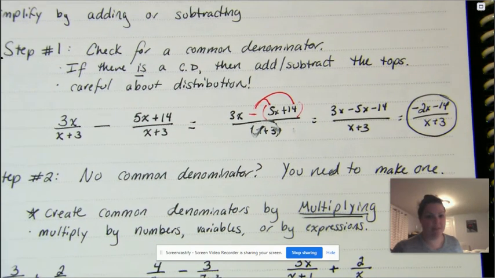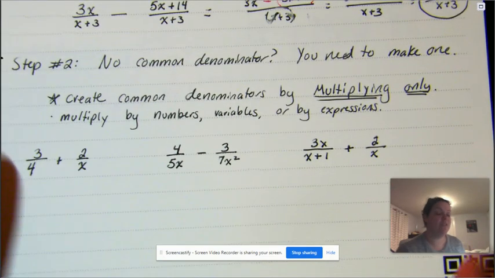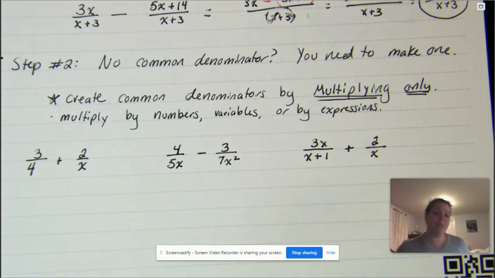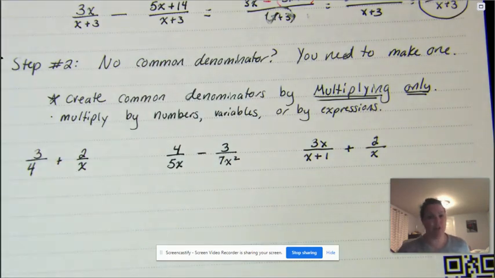So what's the other possibility? The other possibility is that you don't have a common denominator when you start off. If you don't have a common denominator, you need to make one. The way you make common denominators is by multiplying. You will only be multiplying. Sometimes it's one fraction, sometimes it's both fractions. Sometimes you'll multiply by just a number. Sometimes you'll just have to multiply by a variable. Sometimes you're going to have to multiply by an entire expression, something like x plus 3. But you are always multiplying to get the common denominator together.